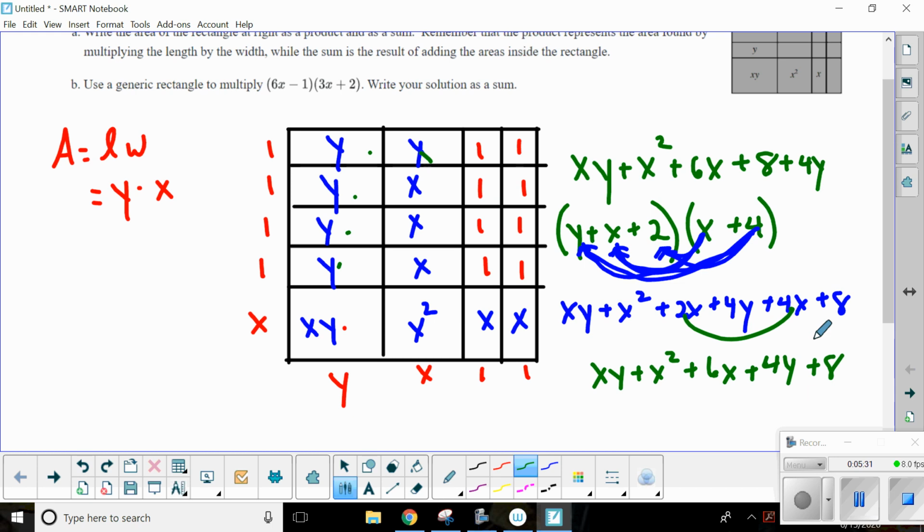The whole entire intention of that first problem, once again, is to show you that the individual areas of all of those rectangles added up will equal the product of the length and the width. So hopefully that first question makes sense. In the 1B question, I will go to another slide here.